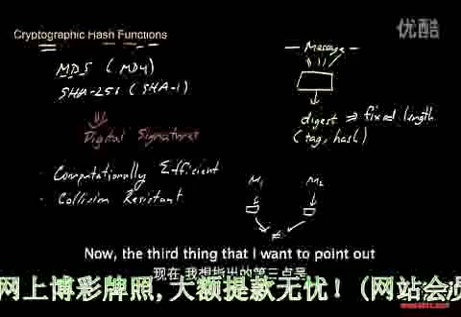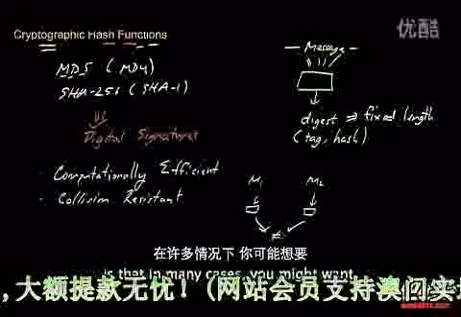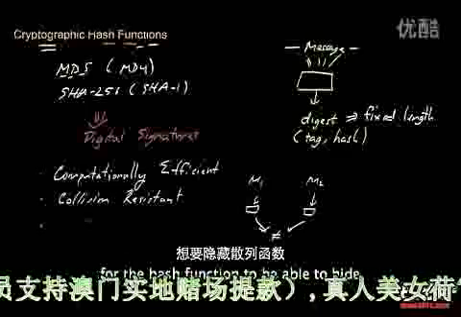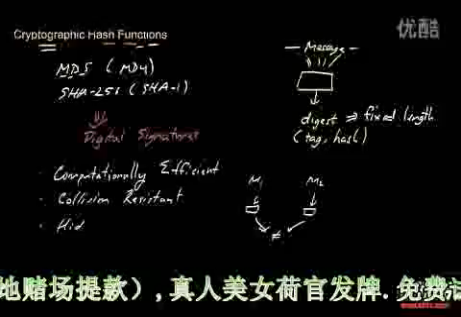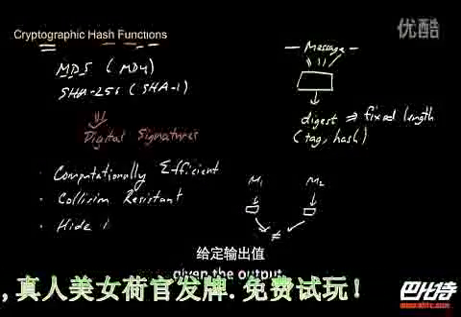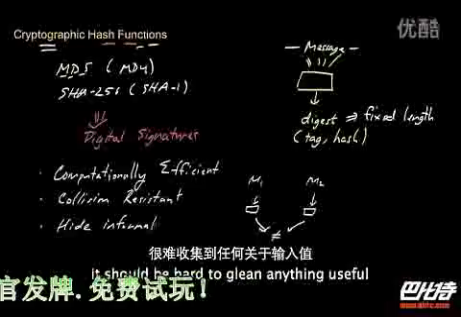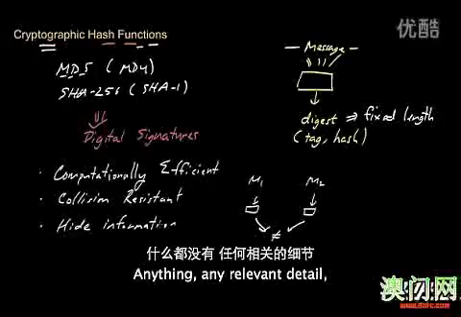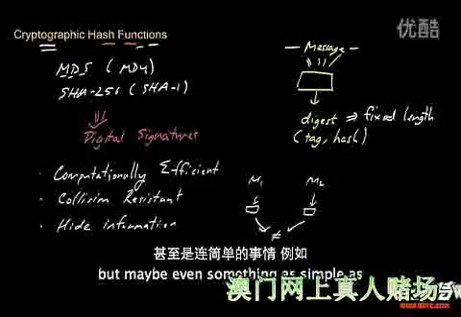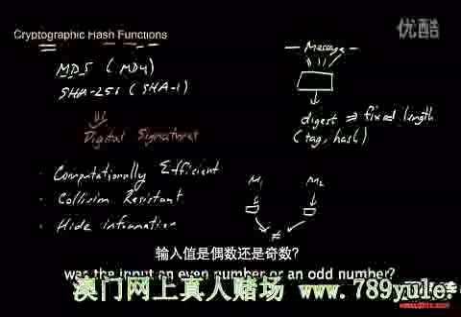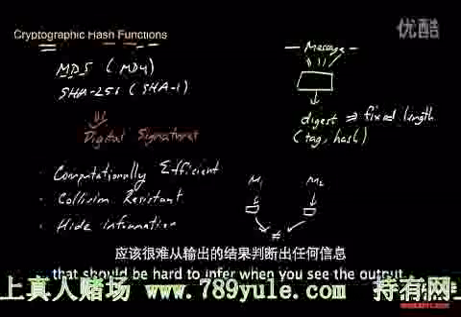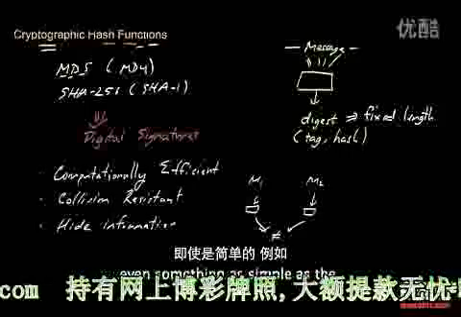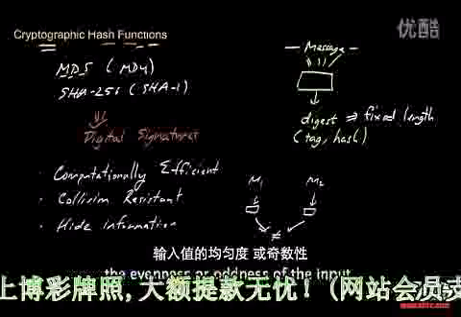Okay? Now, the third thing I want to point out is that in many cases, in the context of a hash function, you might also want the hash function to be able to hide information about the inputs. In other words, given the output, it should be hard to glean anything useful or interesting about the input. Any relevant detail, and I don't just mean the whole input, but maybe even something as simple as, was the input an even number or an odd number? That should be hard to infer when you see the output. Even something as simple as the evenness or oddness of the input.